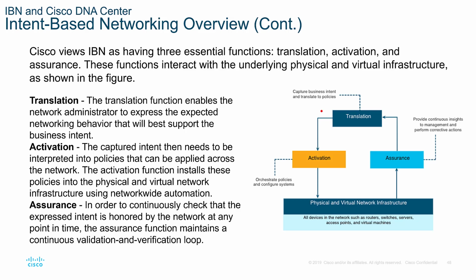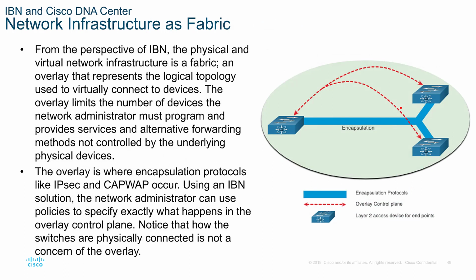And then we go in a circle. We start with our translate. That's where we say our needs. We do the activation, goes into the physical infrastructure, and then we double check with assurance. And if there's modifications, then we go back through translate and we just keep running through it. All of this is known as the network infrastructure as fabric. Basically, from the perspective of the IBN, the physical and virtual network infrastructure is a fabric.